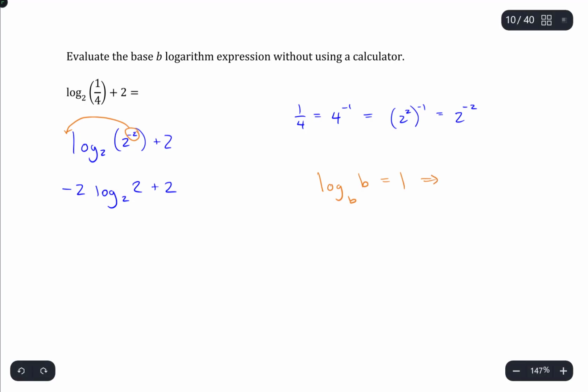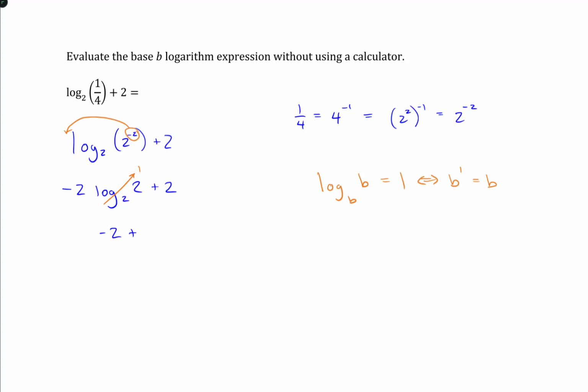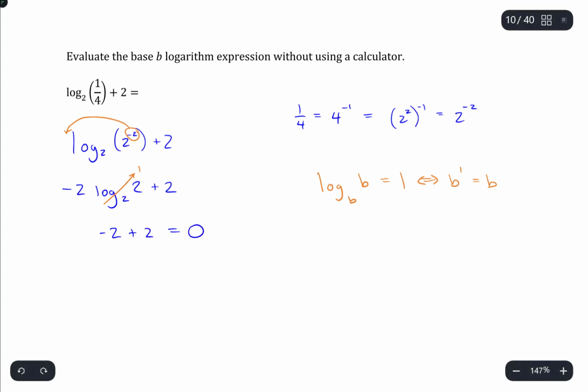If you change that into exponential form, it makes a little bit more sense as to why. So if you have a base b raised to the first power, that means it's just itself. So this is the logarithmic equivalent of that. So what that means is this right here is just 1. So I have negative 2 times 1, which is just itself, plus 2, which results in 0. And I didn't need a calculator to figure that out.